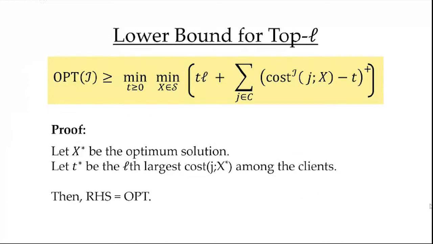Then this thing is going to be non-negative for those top L clients and zero for the rest. And since I'm subtracting T star L from them, this is exactly going to be the optimum. This is a triviality, but it's an important triviality. Again, the thing to note is it's a sum over all clients. The catch is that this is not quite, I was going to say a linear function, but it has a truncated quality to it.